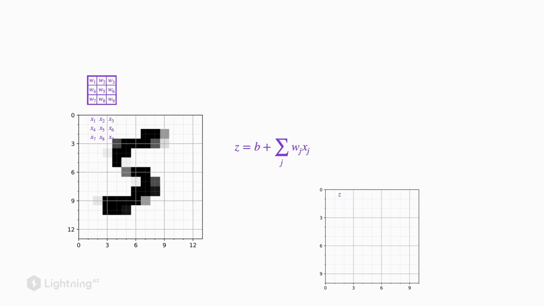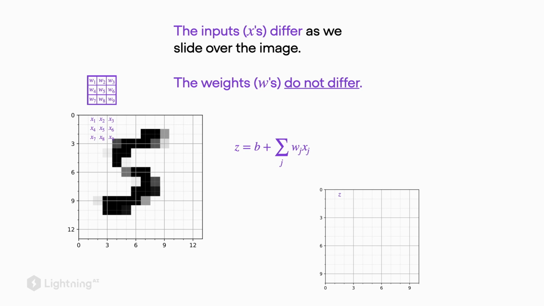So notice as we are sliding this feature detector over the image, at each position we have obviously different input feature values. However, we keep reusing the same weight matrix at each position. So the weights here, they do not differ. And this concept, since we are using the same weights at each position, is called weight sharing. So we are sharing the same set of weights across the different positions in the image.